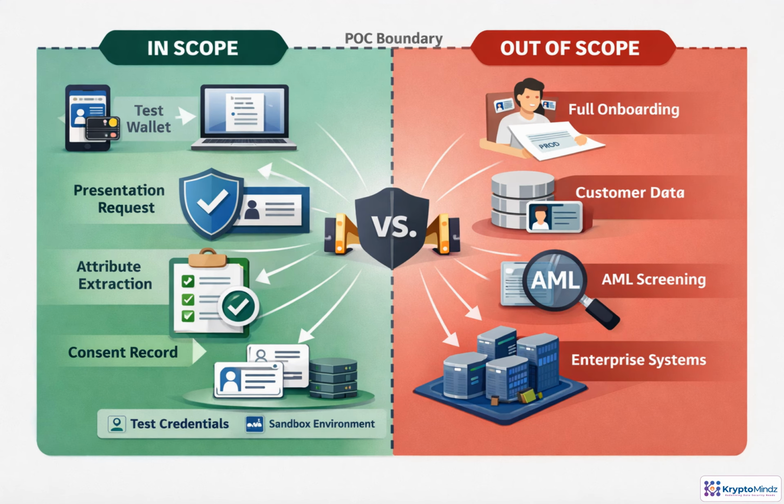For a POC, you're proving the wallet-to-relying party flow works end-to-end in a safe, lightweight way. You focus on test wallets, presentation requests, verifying credentials, extracting attributes, recording consent, and making a mock KYC decision. All of this runs with test data in sandbox environments. You deliberately push real onboarding, production customer records, full AML screening, and deep enterprise integrations into later phases.